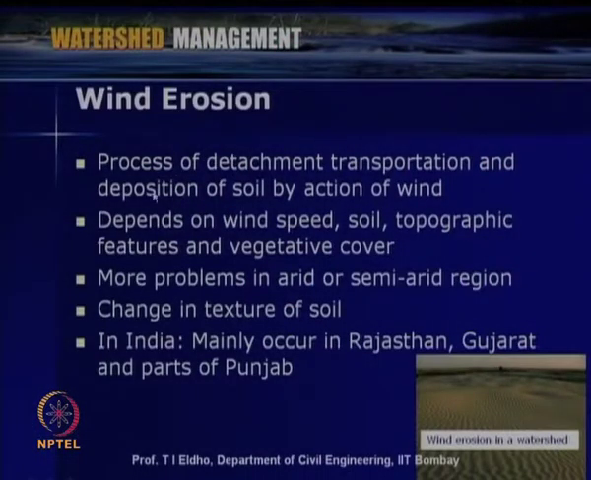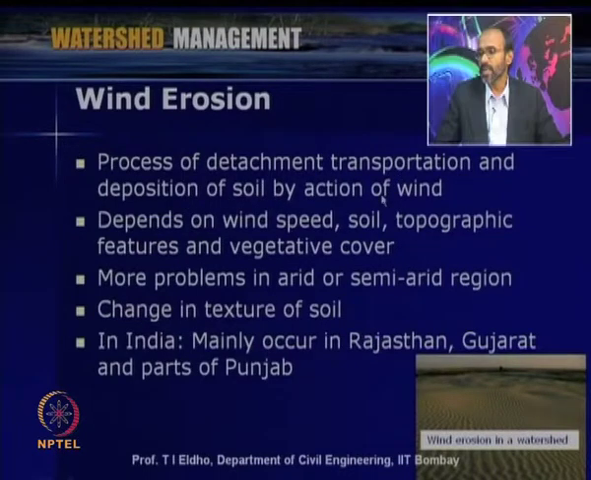Wind erosion is a process of detachment, transportation and deposition of soil by the action of wind. In some areas where the wind velocity is very high, the soil particles will be detached and then transported, and when the wind velocity comes down, they will be deposited. Say for example, in areas like Rajasthan, especially desert, arid and semi-arid regions, where the wind velocity is higher, sand will be taken by wind, transported and then deposited by the action of the wind.